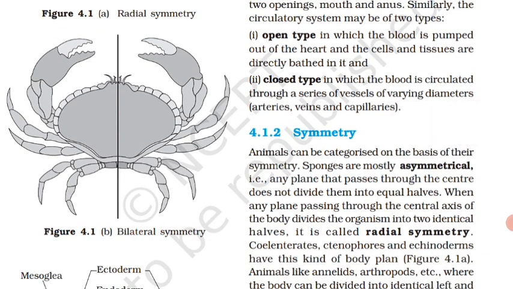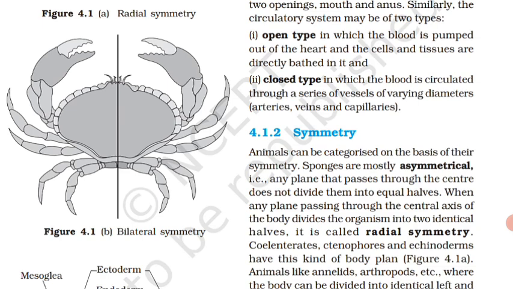Similarly, the circulatory system may be of two types. First is open type, in which the blood is pumped out of the heart and the cells and tissues are directly bathed in it. And second is closed type, in which the blood is circulated through a series of vessels of varying diameters, that is arteries, veins, and capillaries.